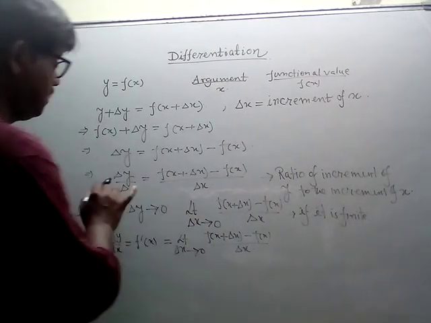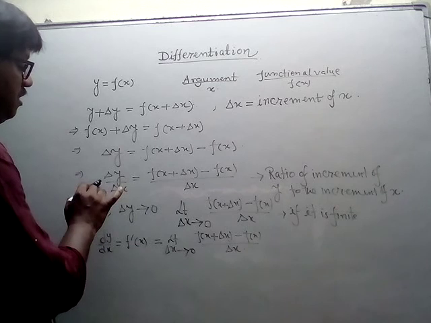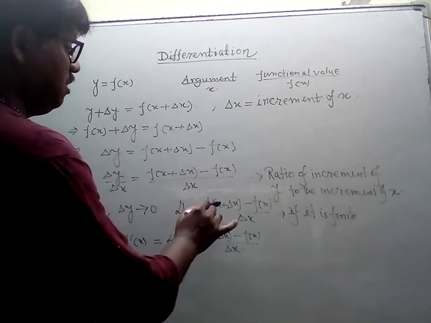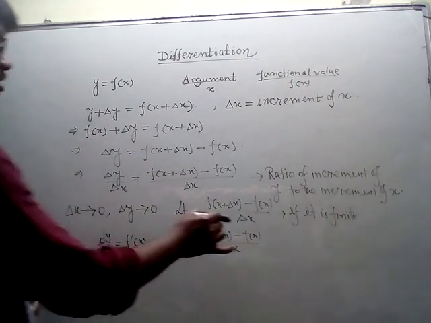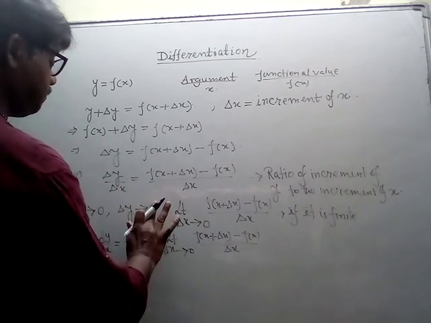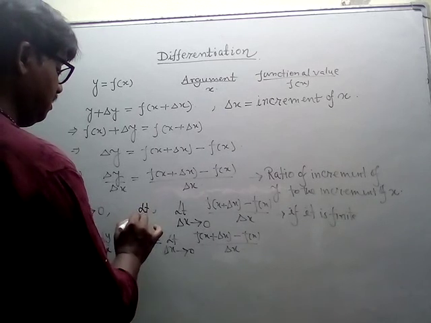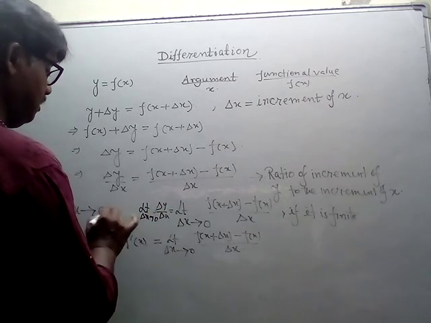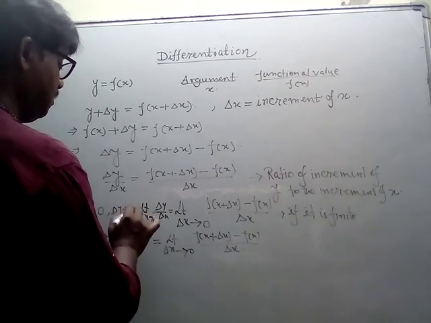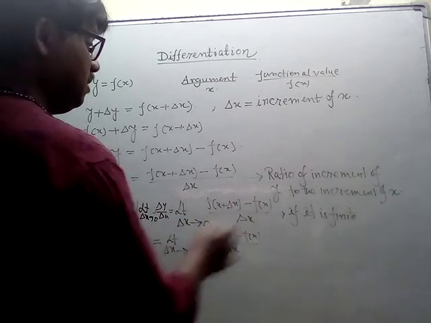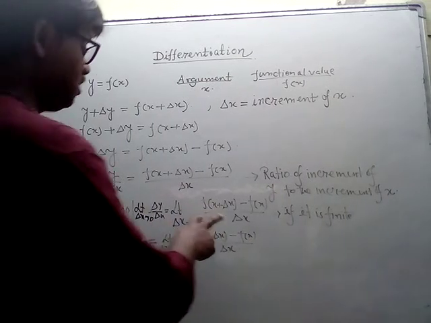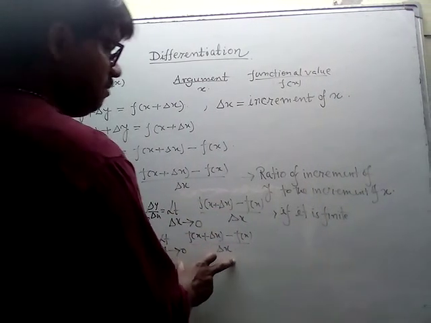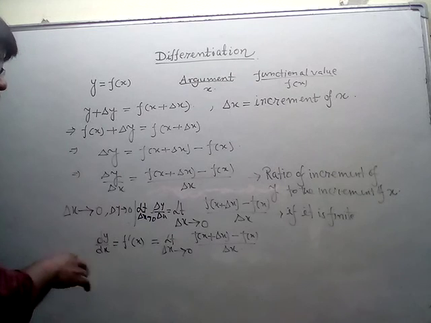then we take the limiting value, limit delta x tends to 0, on both sides. Limit delta x tends to 0 of delta y divided by delta x equals limit delta x tends to 0 of f(x plus delta x) minus f(x) by delta x. This limit may exist or may not exist. If this limit exists and its value is finite, then this limit is called the derivative of the function f(x) with respect to x.